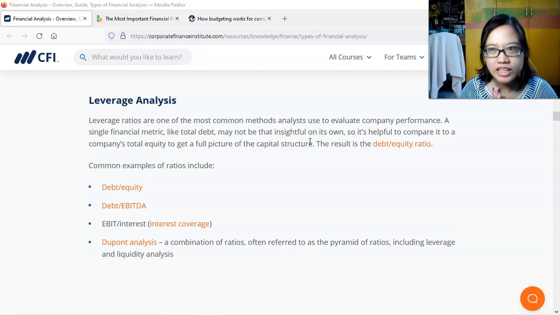Hindi pwede na titingnan mo lang yung isang statement na stand-alone. So, kunwari, income statement lang yung tiningnan mo. Hindi mo siya kinonect dun sa other components of financial statement. So, more likely than not, magiging mali yung interpretation mo.